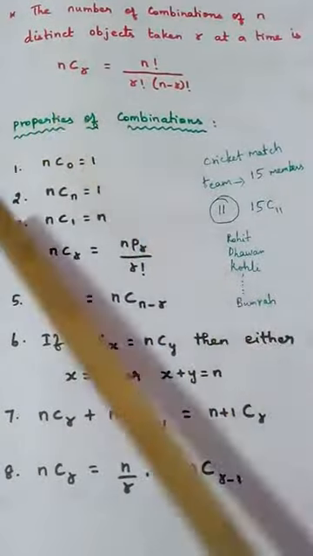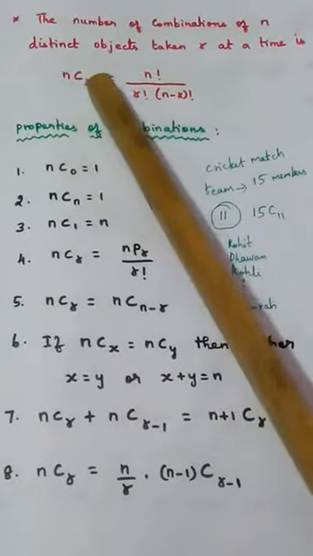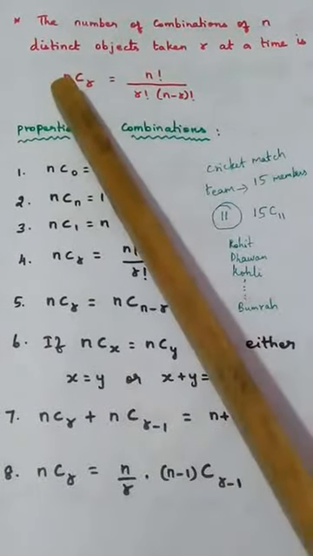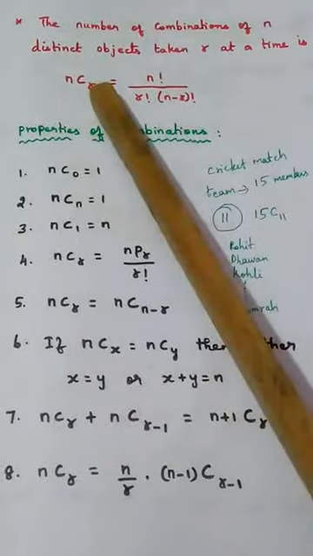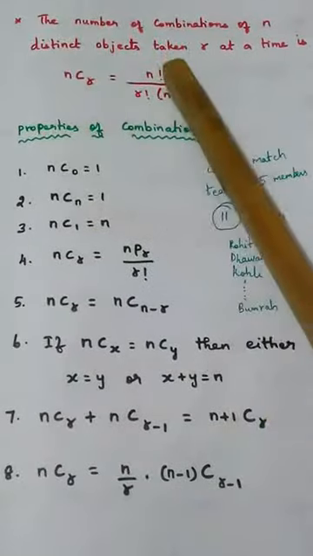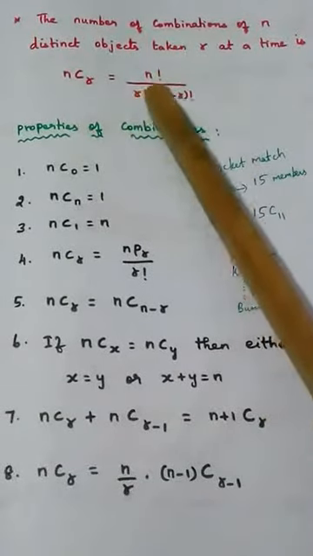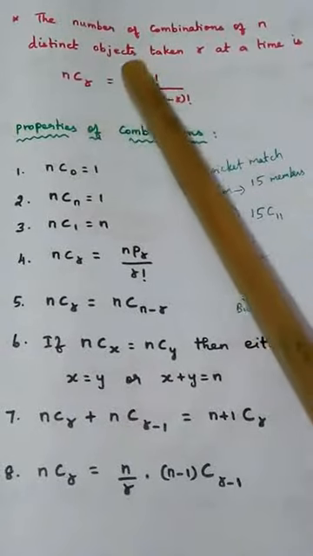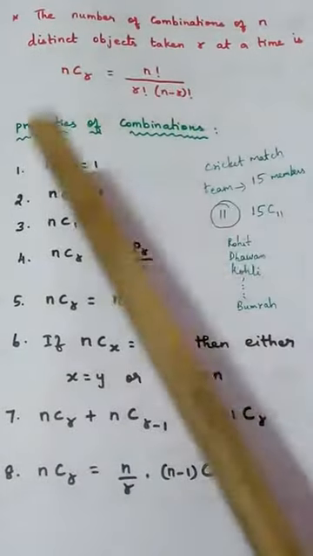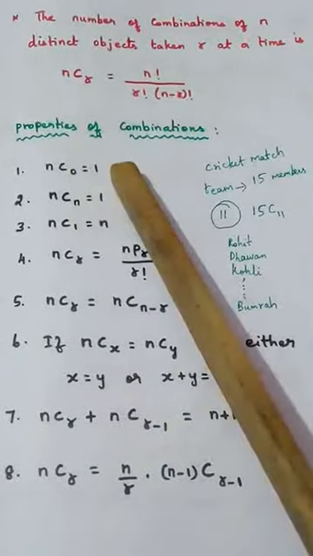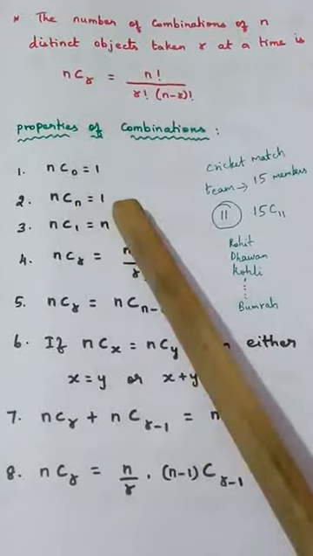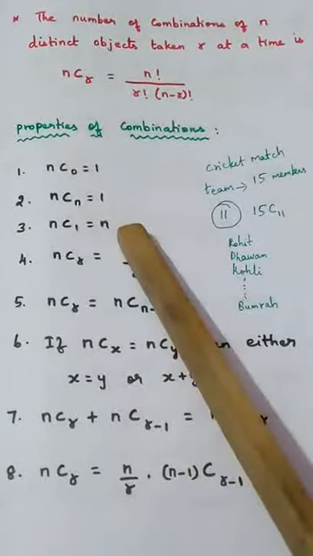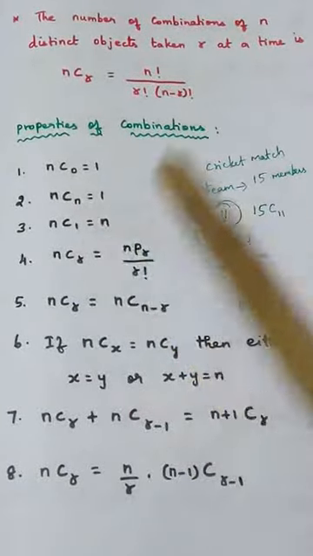First one, nC0 is equal to 1. This is the main formula. nCr, what is the meaning? Out of n objects, we are selecting r at a time. So the formula is n factorial by r factorial into n minus r factorial. What is this? The number of ways of selecting. nC0 is 1, nCn is 1, nC1 is n. So these are all the results.